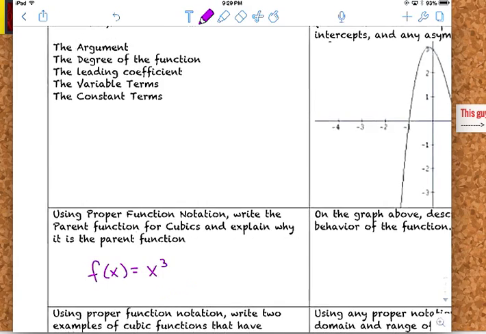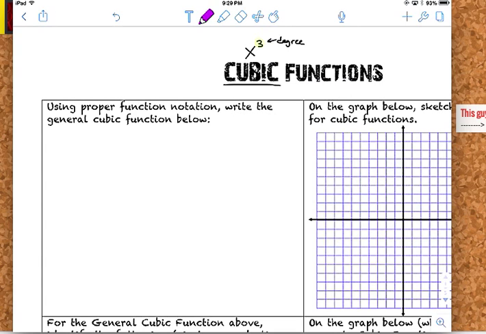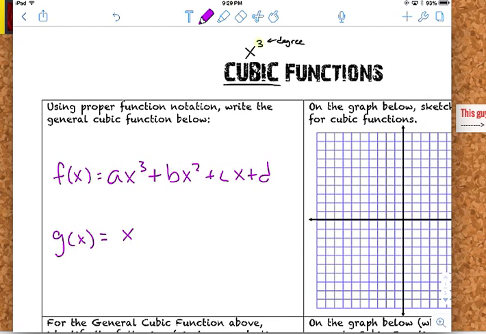Now we can compare that to the general function, which I'll put up here. Again, I'm just going to use f because it's a standard. f of x equals ax cubed plus bx squared plus cx plus d. That's our general cubic. Now, comparing that to the parent, which is just x cubed, the parent is the simplest version of the function. So basically what we're saying is the only part that makes it cubic is this x to the third power. Now, there is more to the function, obviously, but the rest of it is basically a quadratic. The x cubed part is what makes it a cubic.